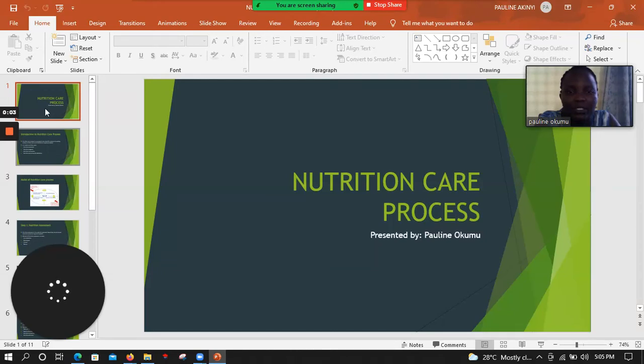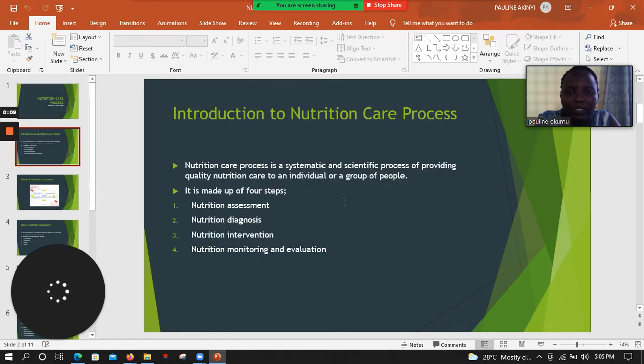Nutrition care process, and the presenter is Pauline. So it's all about providing quality nutrition care to an individual or a group of people. It is actually made up of 4 steps. We have nutrition assessment, nutrition diagnosis, nutrition intervention, and lastly we have monitoring and evaluation.